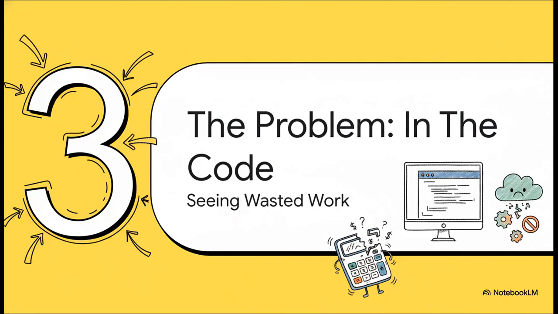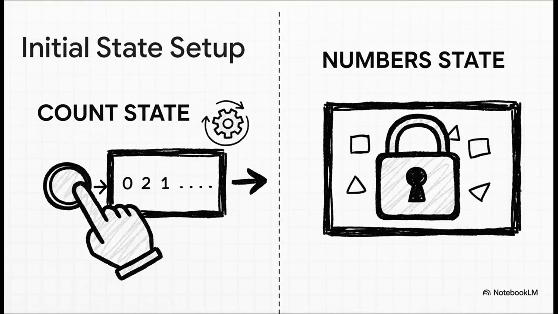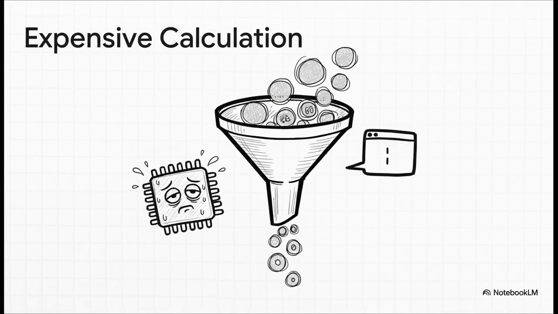All right, enough with the analogies. Let's see what this wasted work, this recalculating the bill thing, actually looks like inside a real React component. The setup here is pretty straightforward. We've got a piece of state called count that goes up every time we click a button, causing a re-render. And then we've got this list of numbers that, and this is key, is set one time, and then it never ever changes.